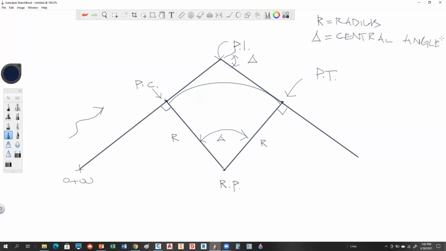Then we have the distance from the PC to the PT. You can measure that two ways. You can measure the bent distance, which is defined as L. That's your arc length, the big distance. What would be another way to measure that distance?